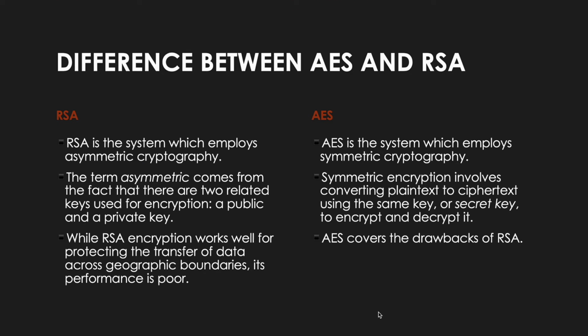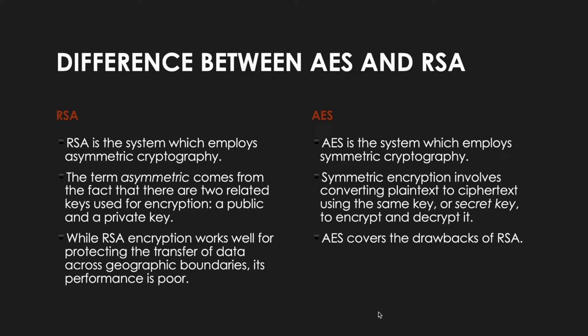Difference between AES and RSA. RSA is a system which employs asymmetric cryptography. The term asymmetric comes from the fact that there are two related keys used for encryption, a public and a private key. While RSA works well for protecting the transfer of data across geographic boundaries, its performance is poor. AES is a system which employs symmetric cryptography.